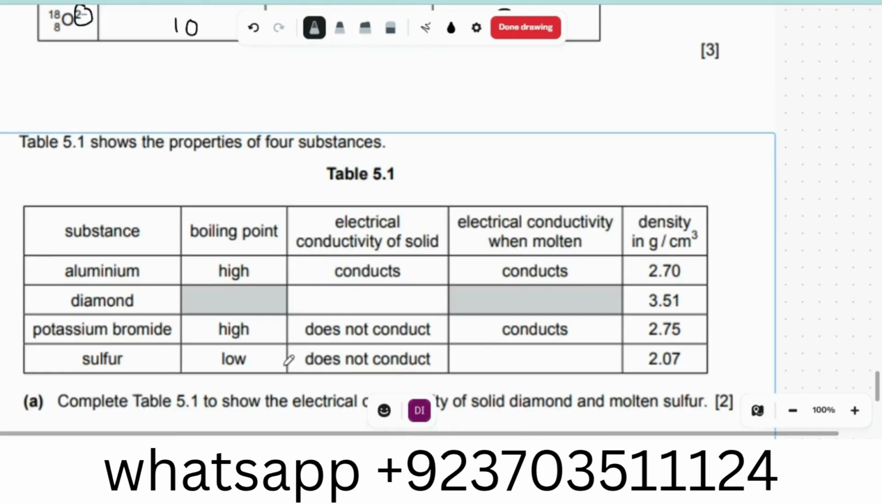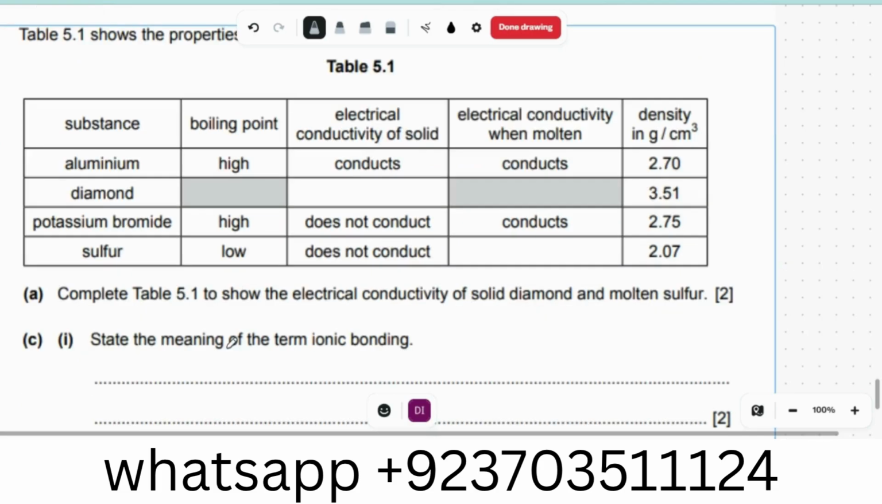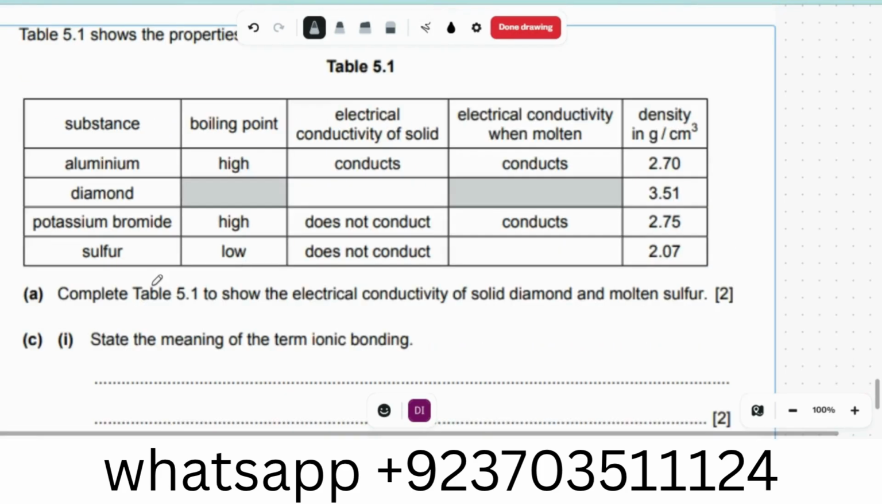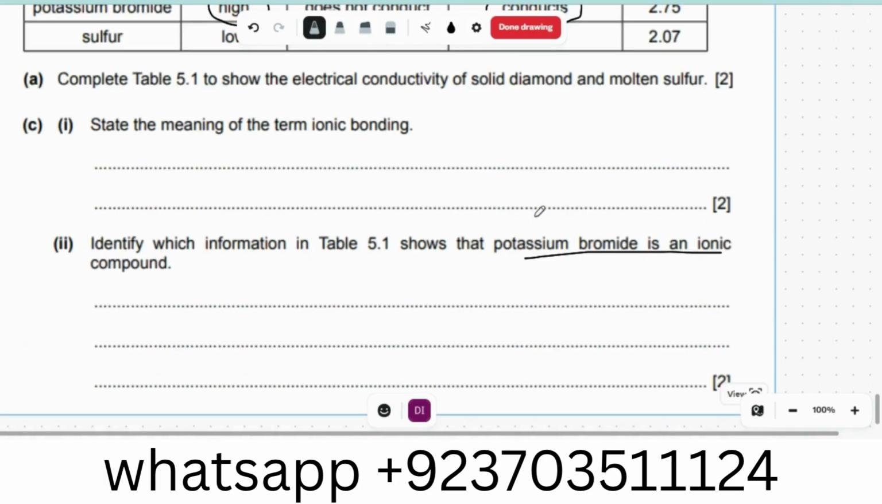The table shows the properties of different substances. State the meaning of the term ionic bonding. We have done it in this paper a lot of times. Ionic bonding is strong force of attraction between positive and negative ions. You will get 2 marks. Identify which information in the table shows that potassium bromide is an ionic compound. It has a high boiling point, and when it is molten, it conducts electricity.